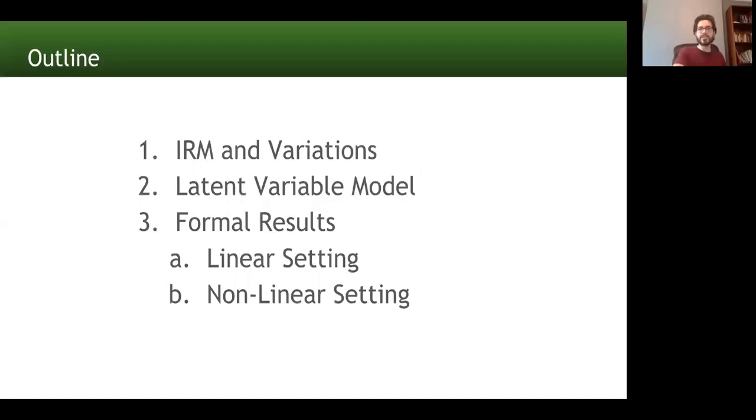Okay, so here's the basic outline of the talk. I'm going to present invariant risk minimization, IRM, and I'll also briefly mention some of the variations that have been proposed that try to solve the same objective in a slightly different way. Then I'll present the latent variable model that we study in this work, which is meant to formally encode some of the intuitive assumptions that are made by these works. These works make informal assumptions, and we pose this model to strictly and formally encode these assumptions. Then I'll present our formal results, which basically show that these objectives most of the time really don't do better than ERM.